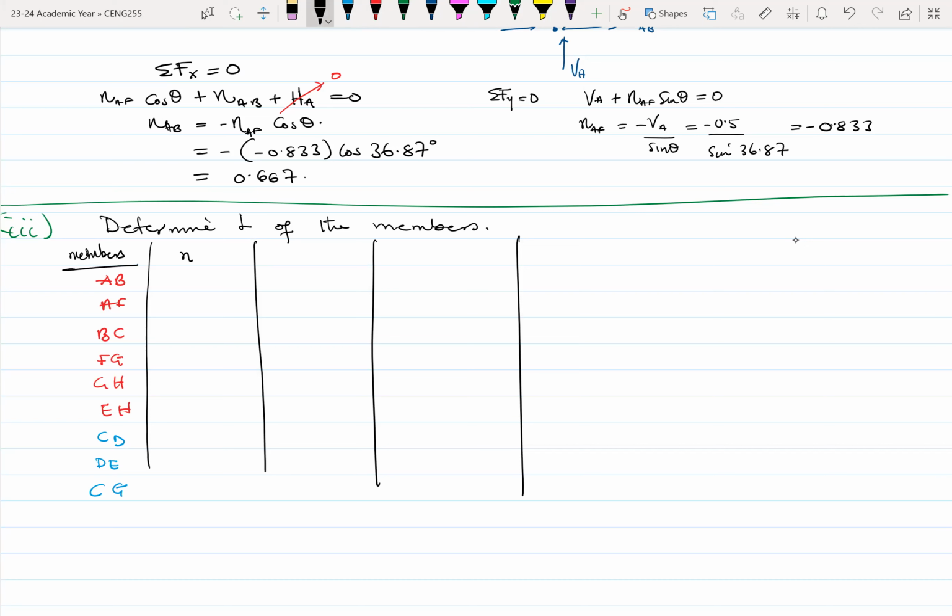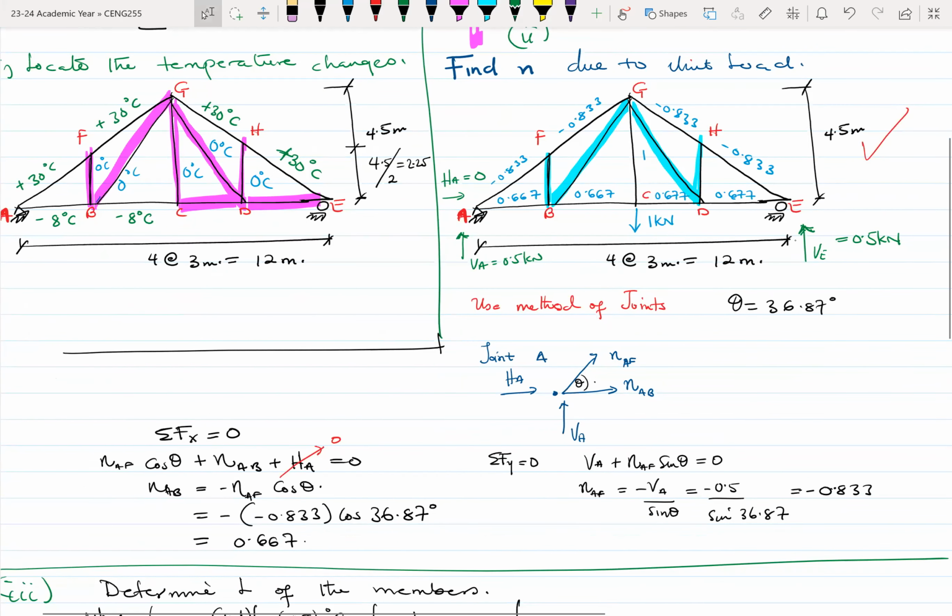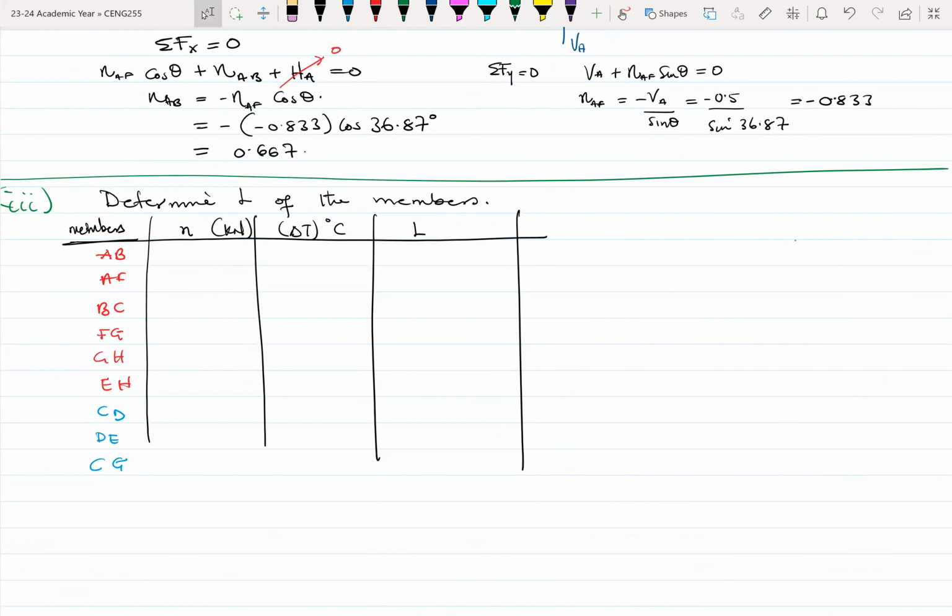Okay. This is your n. n is in kilonewtons. Then also the temperature change, which is in degrees Celsius. And then you have the length of the members. So from these calculations here, you'd populate your table with that information. So at member AB, the force in the member is 0.667. At member AF, the force in that member is minus 0.833. So you can populate your table with that.